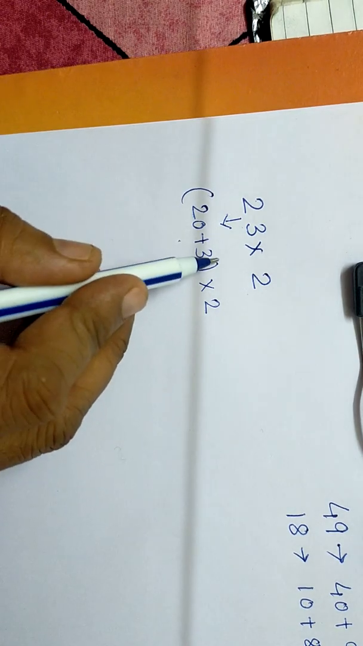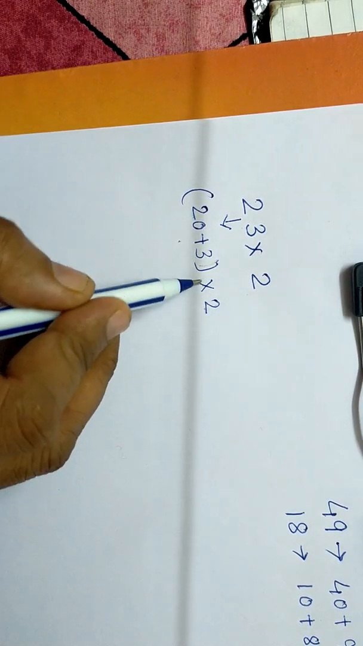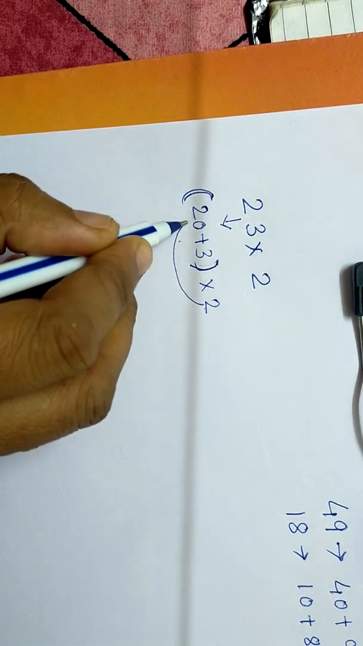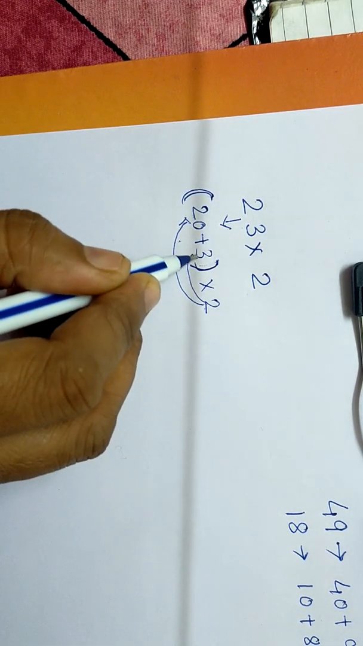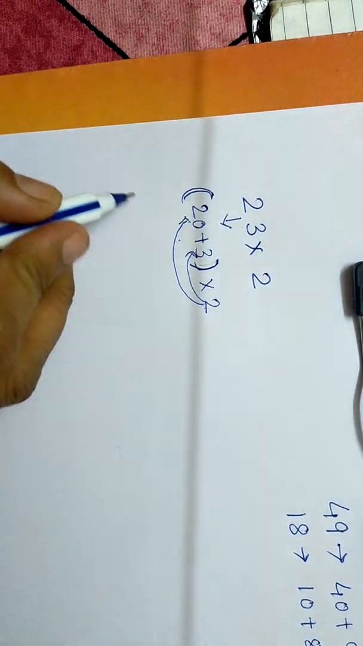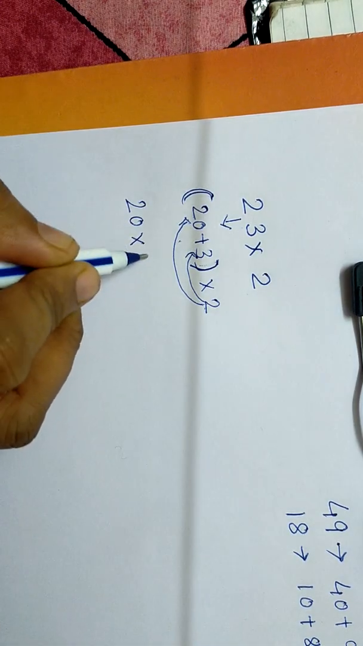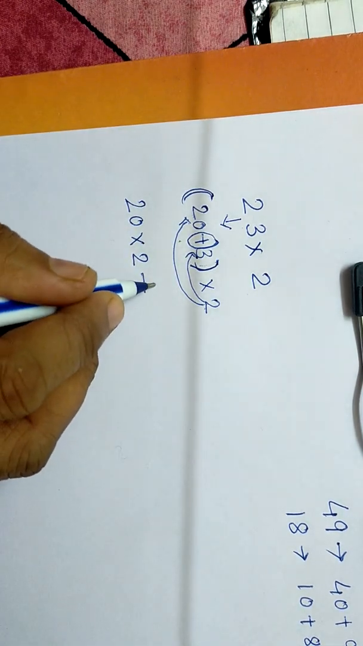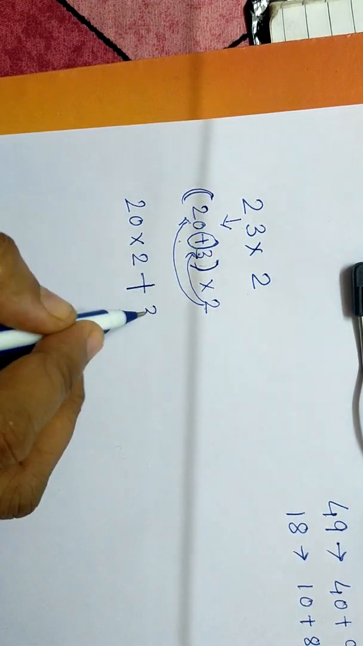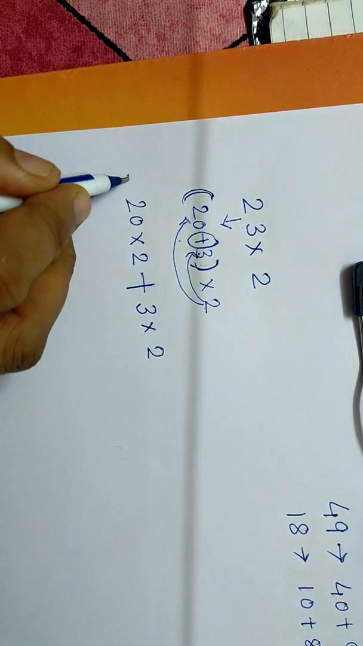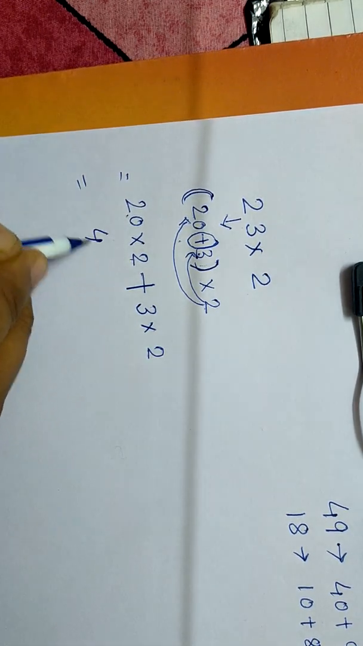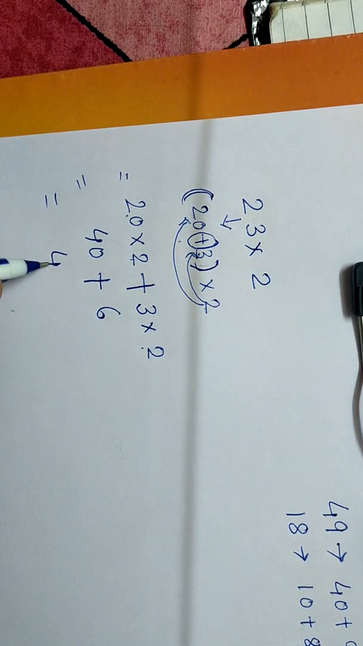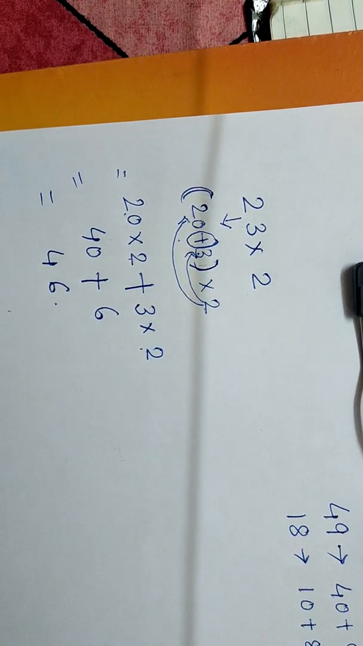Now what is meaning of this multiplied by 2? Multiplied by 2 means it is multiplied to the bracket, means it is multiplied by 2 this also, and it is multiplied by 2 20 and 3 also. So let's do 20 multiplied by 2. After that, which sign is here? Plus. So just put the sign of plus, then 3 multiplied by 2. Okay. So 20 twos are 40 plus 3 twos are 6. So what is the answer? That is 46 is the answer.